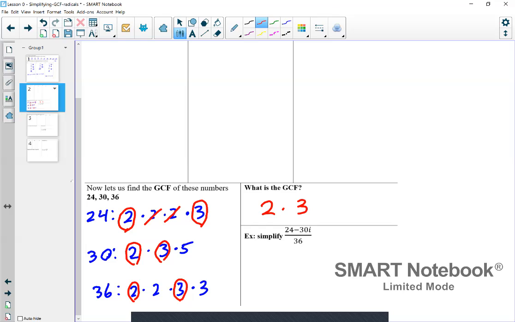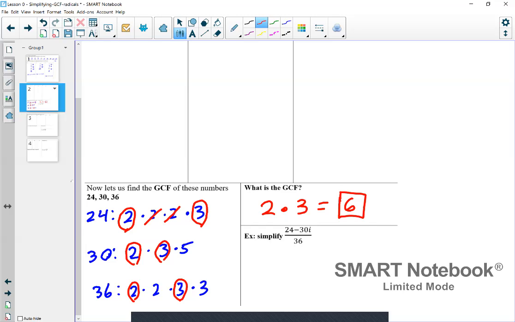Well, what we're going to do here is multiply all the prime numbers that they have in common. And remember, it's not that they all have 2's in common. It's they all have one 2 in common. They all have one 3 in common. Because 36 has two 3's that are prime, that make it up, and two 2's. But 30 only has one 2 and one 3. And 24 has three 2's and one 3. So we care about the one 2 they all share and the one 3 they all share. So 2 times 3 gives us 6, which means the greatest common factor of 24, 30, and 36 is 6.